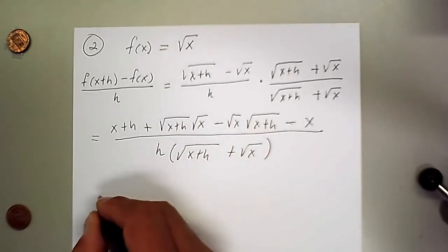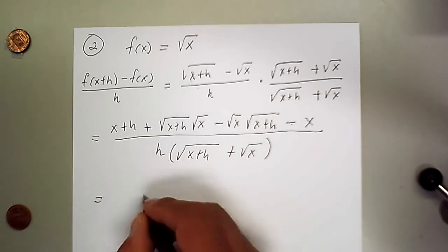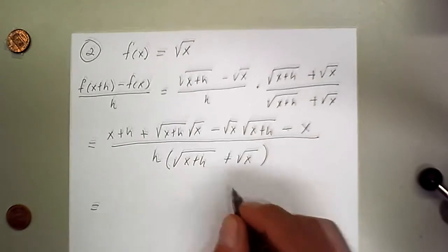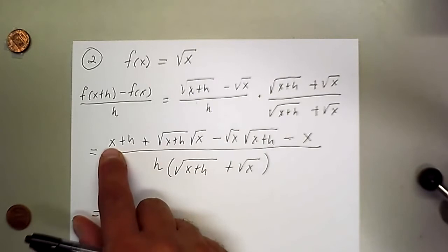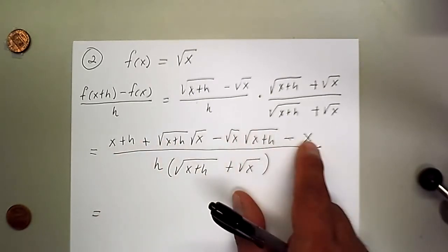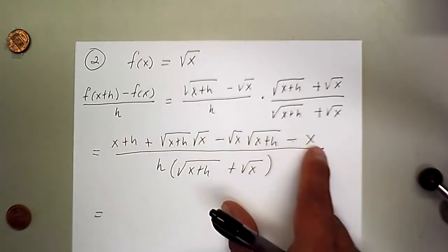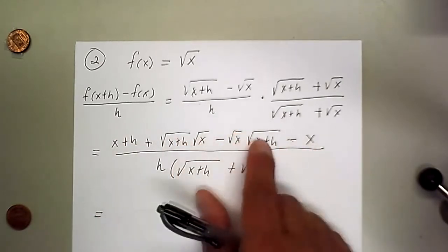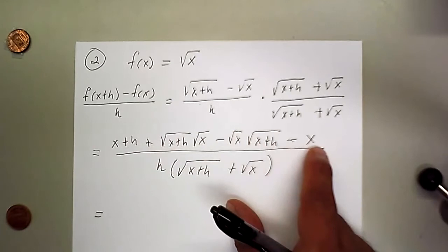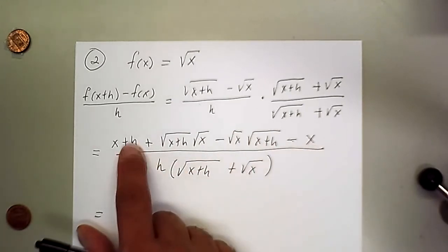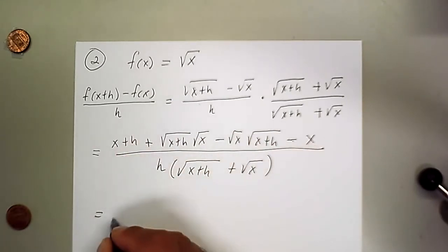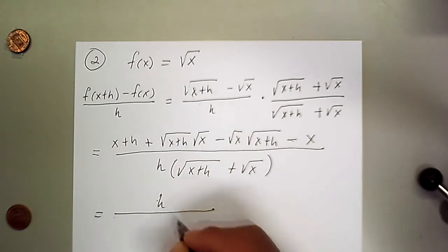I'm going to take one more step. Actually, we could do that here too. X minus x is 0. X minus x is 0. So that's also going to go away. So those two go away, and so do the x's on the numerator. So the only thing that survives in the numerator is an h.